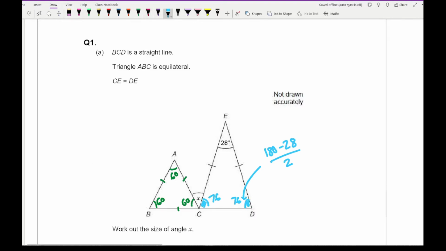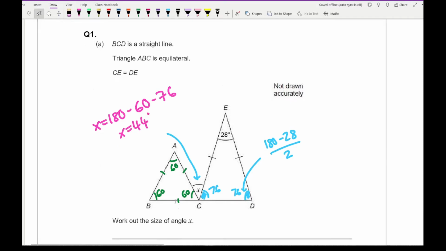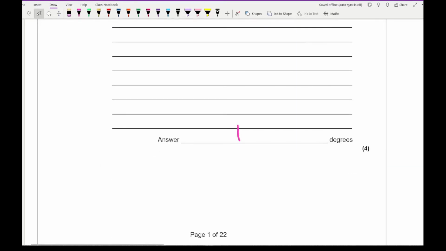Now from this I can then work out what x is, because it's all on a straight line. So here x equals 180 minus 60 minus 76, and if I quickly work that out, I get an answer of 44 degrees. And that's what I will put here.